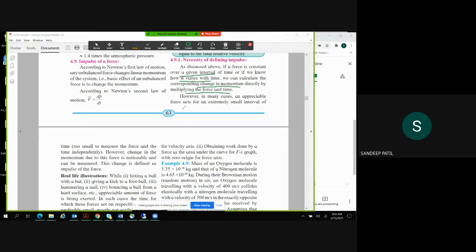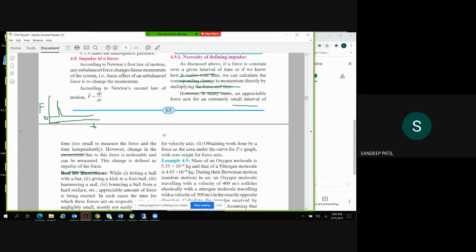However, in many cases, an appreciable force acts for an extremely small interval, maybe seconds or milliseconds, too small to measure the force and the time independently. So it's very difficult to measure the time. The force happens in such a fast way that it's very difficult to measure. However, the change in momentum due to this force is noticeable and can be measured. This change is defined as impulse of force.